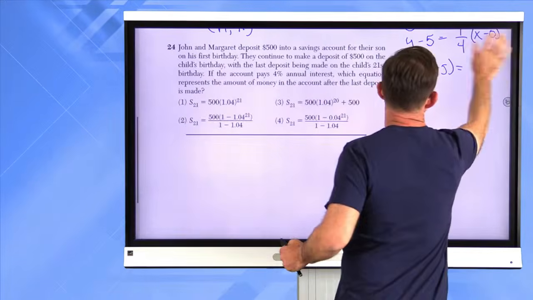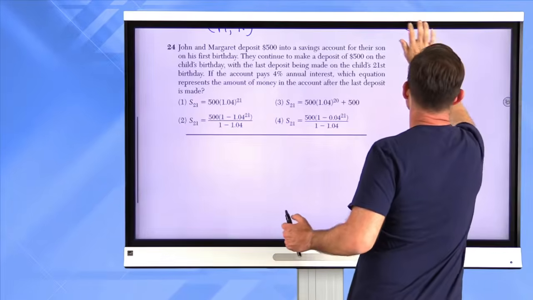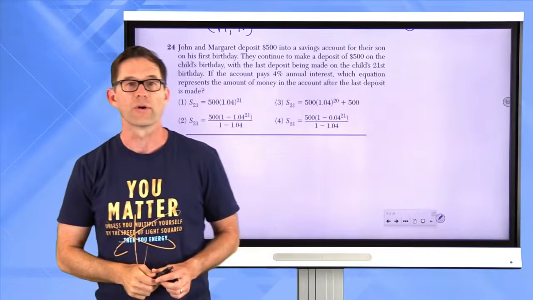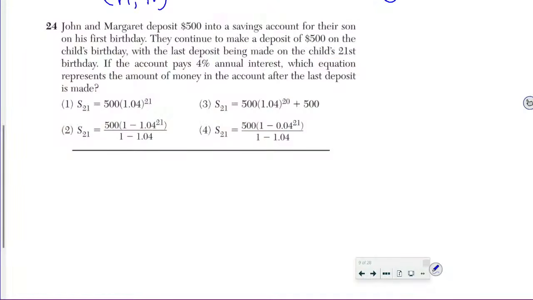All right, let me just erase that real quick, and let's take a look at problem number 24. John and Margaret deposit $500 into a savings account for their son on his first birthday. They continue to make a deposit of $500 on the child's birthday, with the last deposit being made on the child's 21st birthday. If the account pays 4% annual interest, which equation represents the amount of money in the account after the last deposit is made?